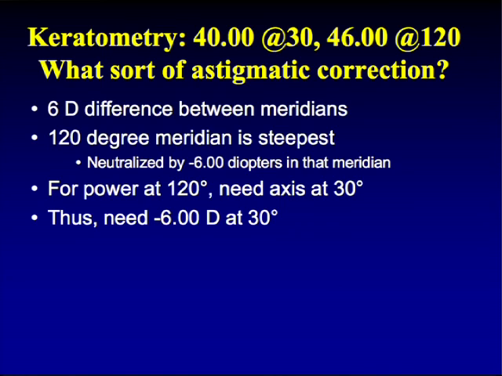So the answer to figure this out is that you see there's 6 diopters between the two meridians, 6 diopters of cylinder. And furthermore, the 120-degree meridian is the steepest. So one way to fix it would be to put minus 6 in the 120 meridian. Therefore, minus 6 in the 120-degree meridian would be minus 6 axis 30. So one way to correct the astigmatic part of this refractive error would be minus 6 axis 30.